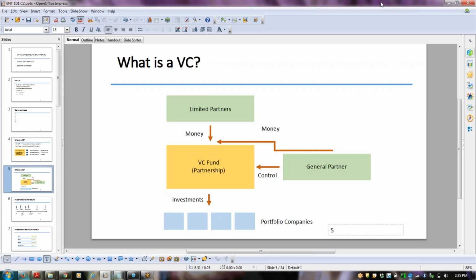Okay, so before we get into detail, we'll just understand how VCs work, because it's very essential that you know how VCs work before you go and pitch to a VC.